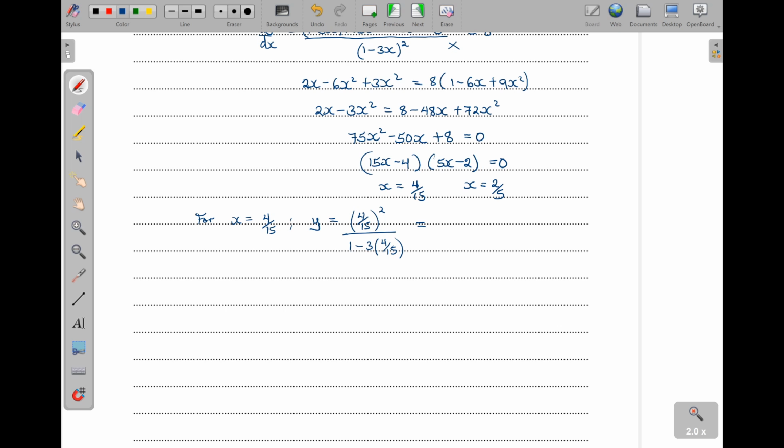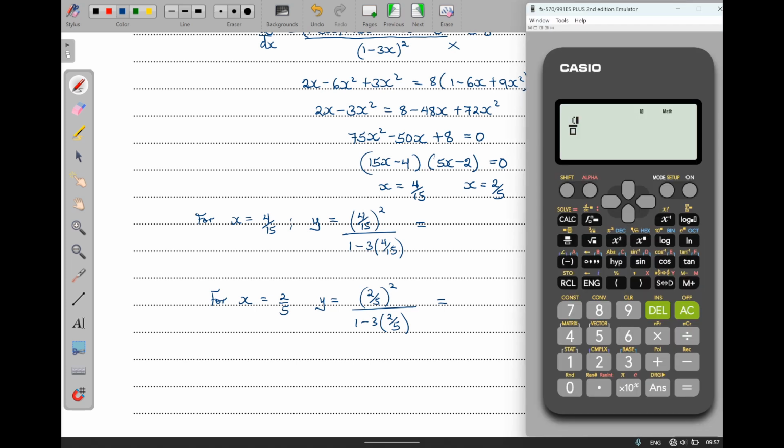We can put that in the calculator and we get an answer. How about for x, which is equal to 2 over 5? What is the y coordinate? So this will also be 2 over 5, then squared, over 1 minus 3 times 2 over 5. So let's put this in the calculator. We see the y coordinates.